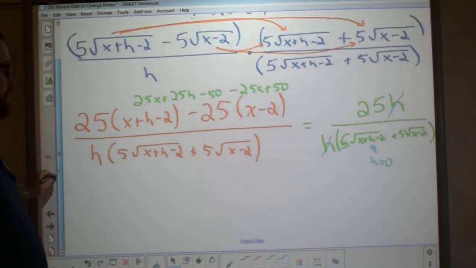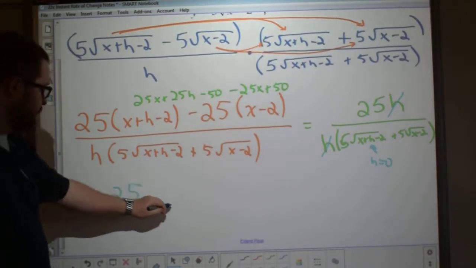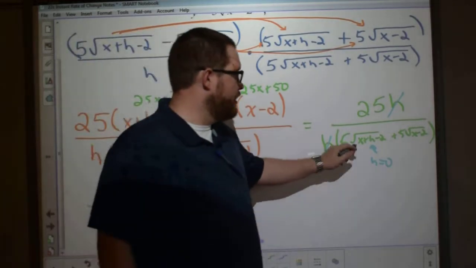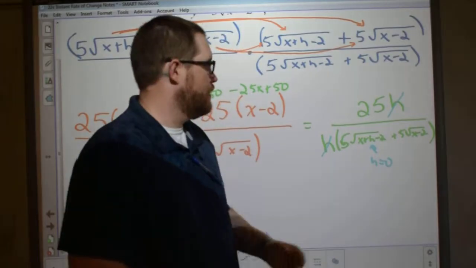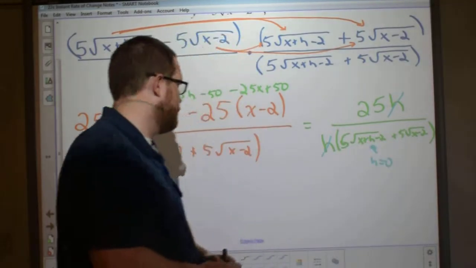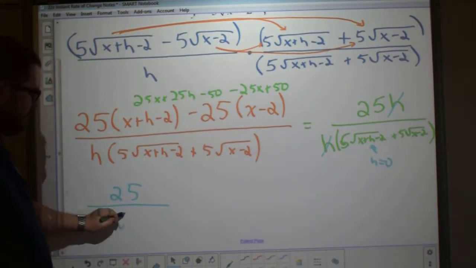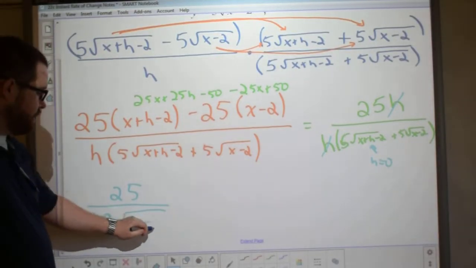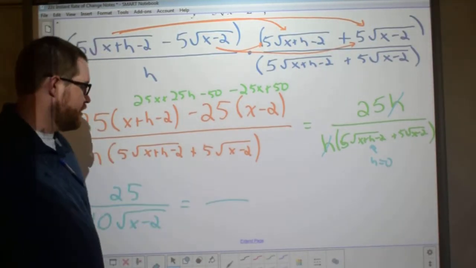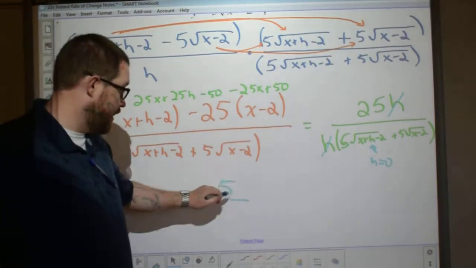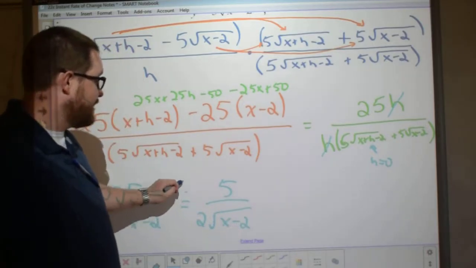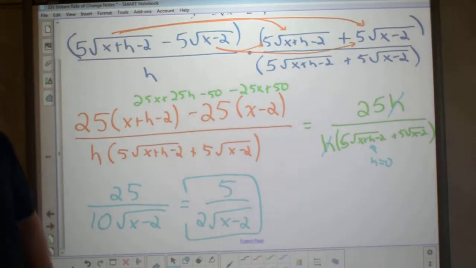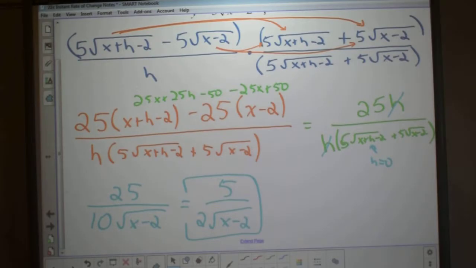So on top I still have a 25. On bottom, this just becomes square root of x minus 2, and this is square root of x minus 2. So 5 square root plus 5 square root is 10 square root of x minus 2. If you want to simplify your fraction down, 5 will divide both of those numbers, so 5 over 2 square root of x minus 2. That's a lot of work, but we're still not done. That is the instantaneous rate of change everywhere.